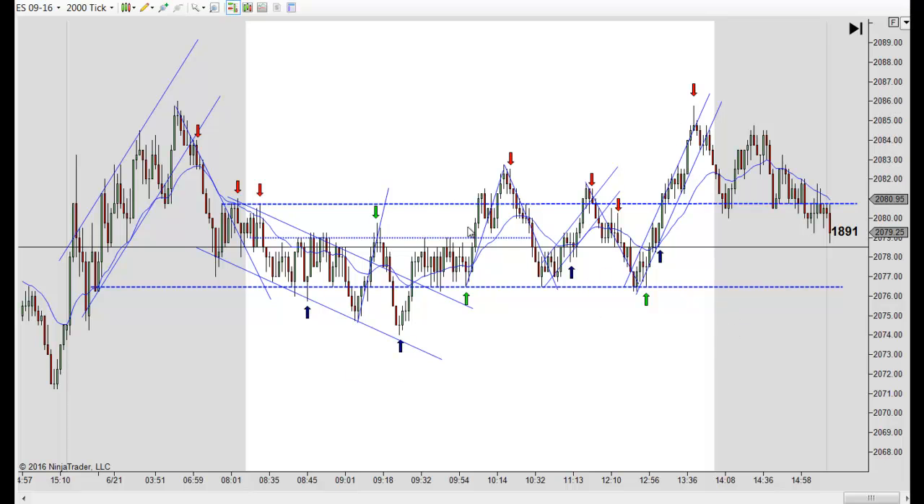We had a couple of trends that moved a little lower, and a couple of trends that moved a little higher, but probably 90% of your price action during the regular trading hours was within 2076.50 and 2080.81 maybe. So maybe 5 points, something like that.